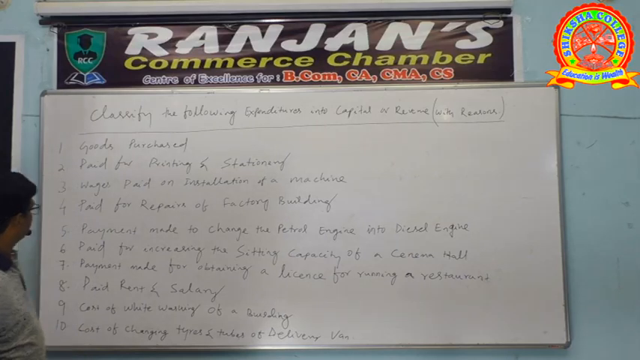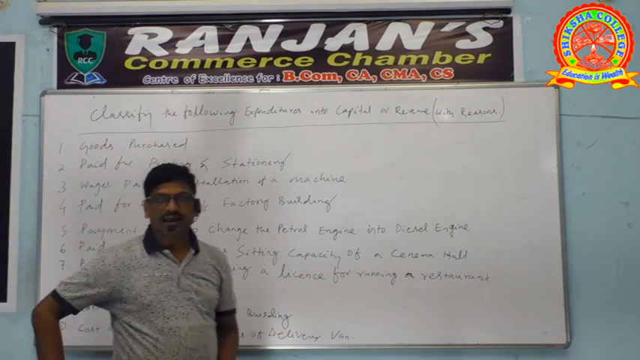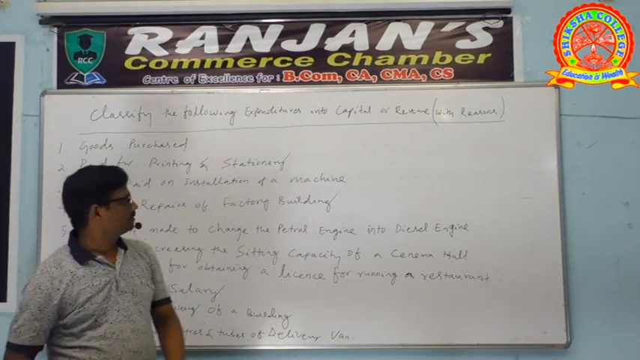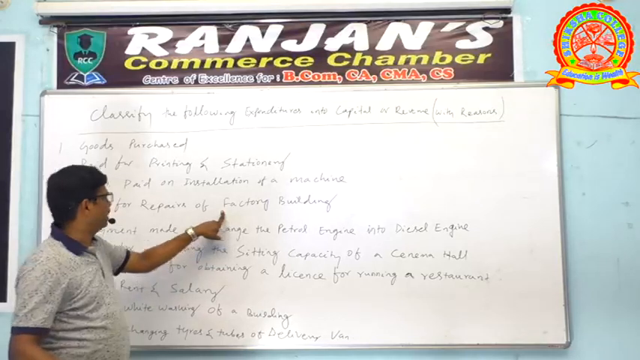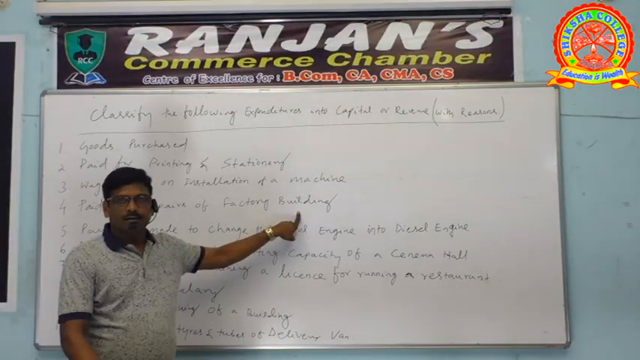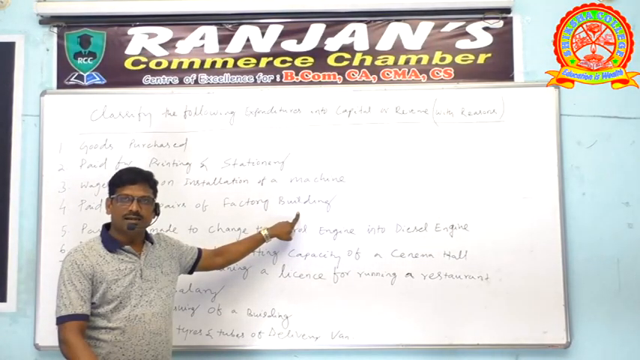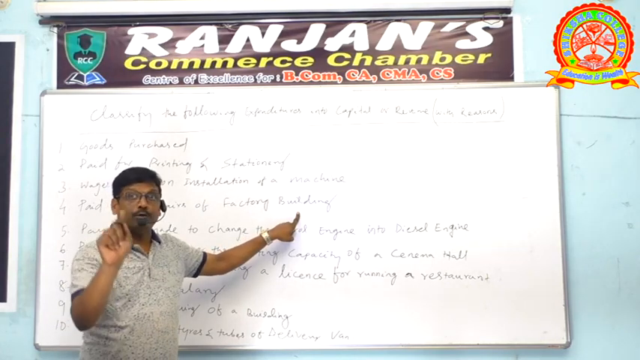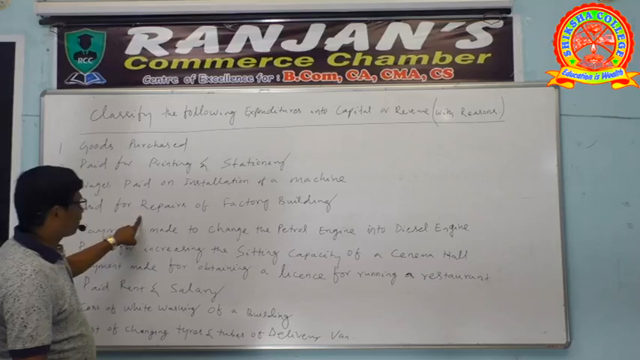Next, paid for repairs of factory building. Building is an asset, a fixed asset. You have not purchased a fixed asset, and by repairing the building, the building remained the same and the capacity of the building also remains the same. Hence, why have you incurred the expenditure? It is in the nature of repairs.